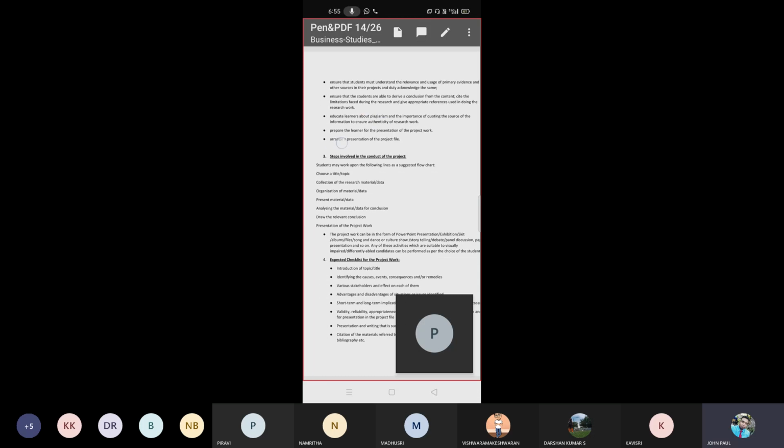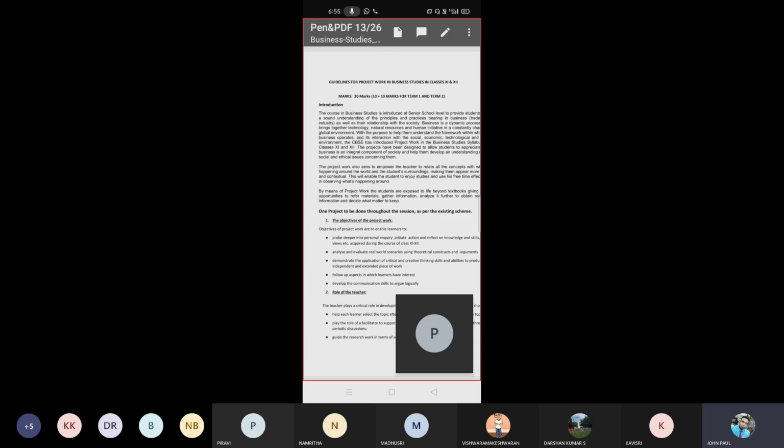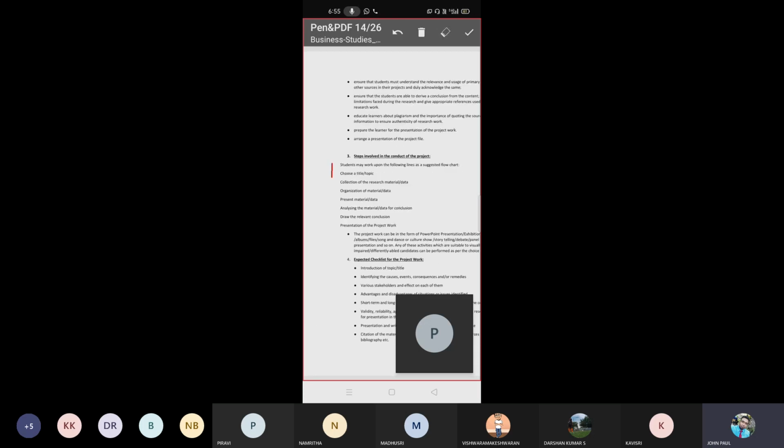So, steps involved in conducting a project. What are the steps we need to do? Students may work upon the following lines, as suggested in the flowchart. First, you have to choose the topic. It's your own choice. You can choose the topic and collect research material or data.